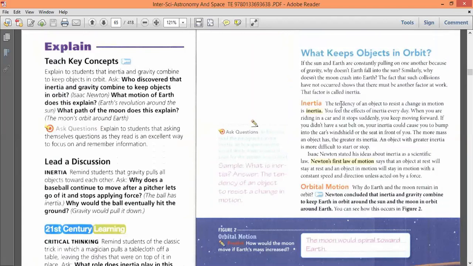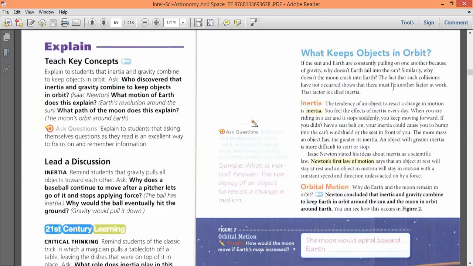This is because of a force. This force is called inertia force. Inertia force is the tendency of an object to resist a change in motion. Not only in motion, even in direction. If your car changes direction suddenly, your body will stay in the same direction. You feel the effect of inertia every day.